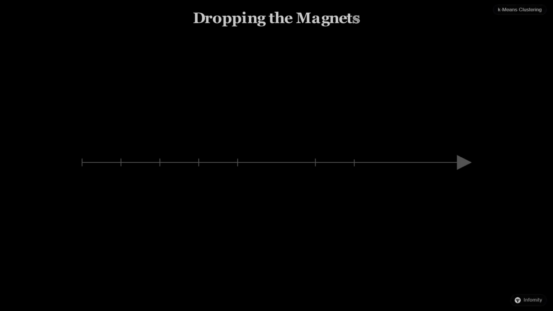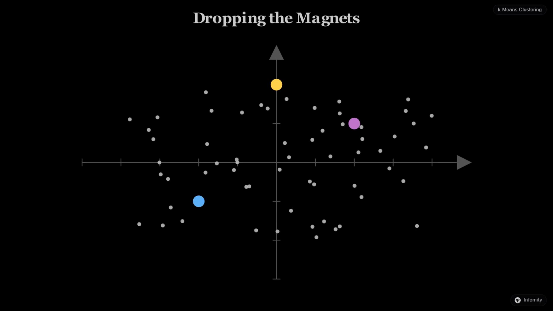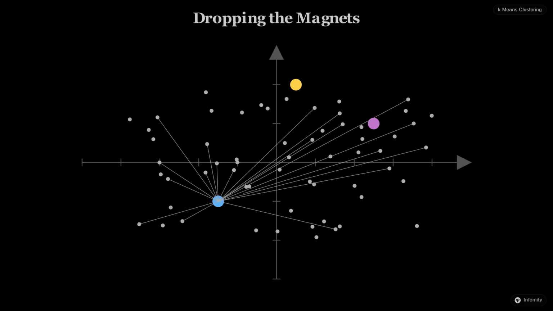We start by dropping a specific number of magnets, which we call K, onto our surface at random locations. These magnets represent our initial centroids. Imagine dropping 3 magnets onto the table without looking. They might land right in the middle of a group of filings, or they might land in an empty space. This initial placement is the starting point for a process that will eventually reach equilibrium.